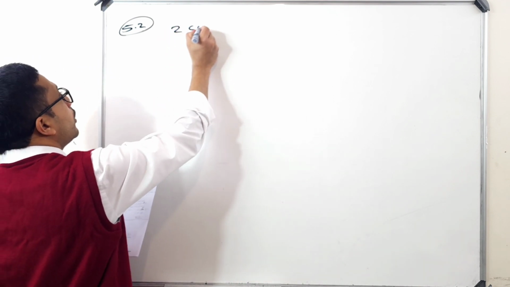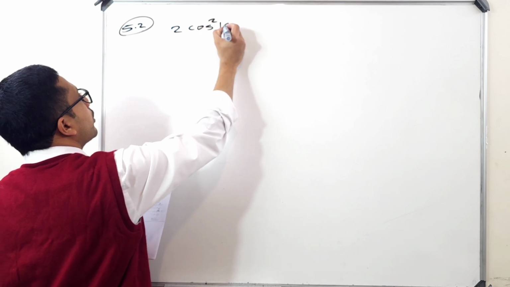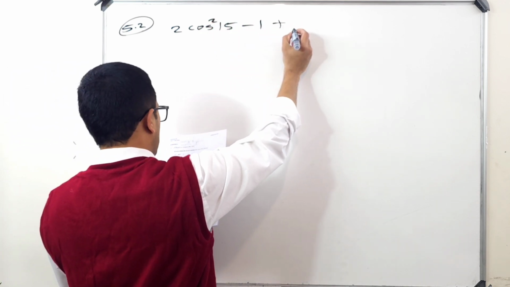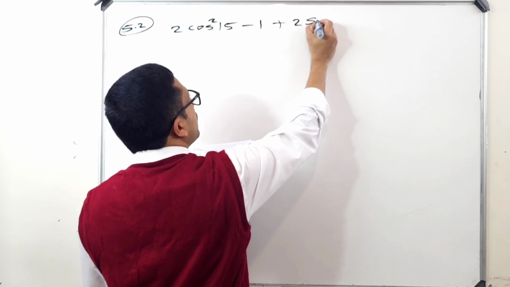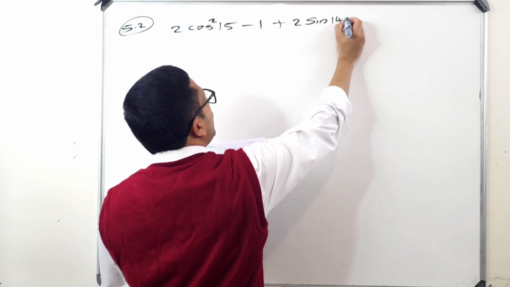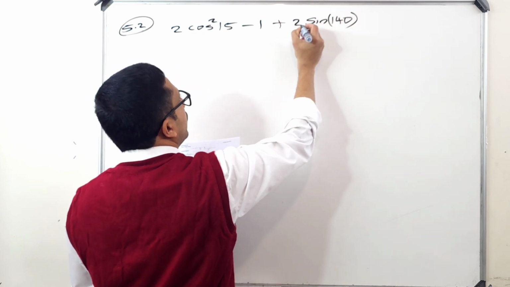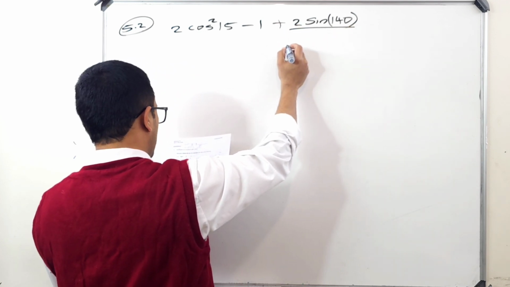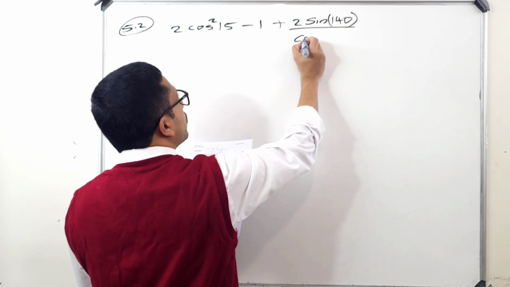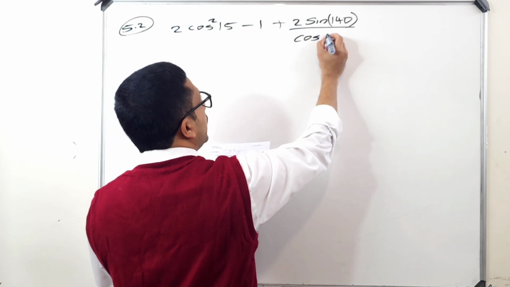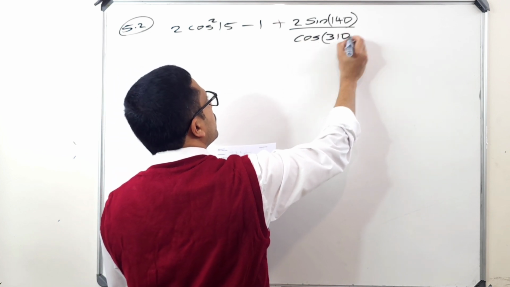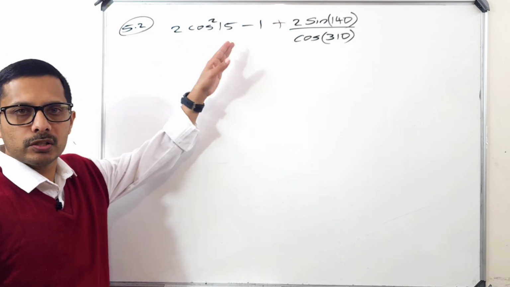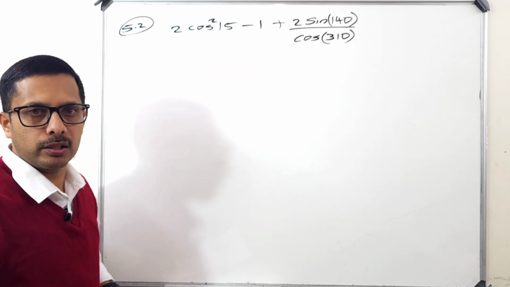2 cos square 15 minus 1 plus 2 sine 140, divided by, so that division is only for that 2 sine 140, divided by cos of 310. So it's a simple question. You have to find the value of this one without using a calculator. That is the actual question.